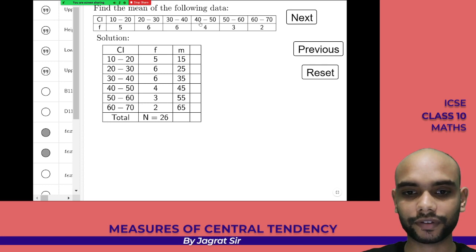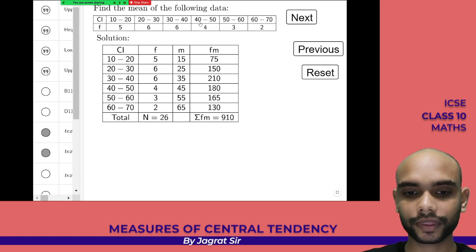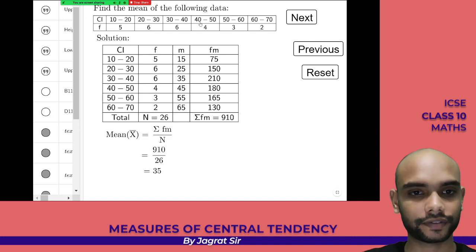Now multiplying them, 5 into 15, 75, 150, and like this you will go on and add them. Now all we need to do is divide these two. 910 divided by 26, this will give you your mean, that is 35.